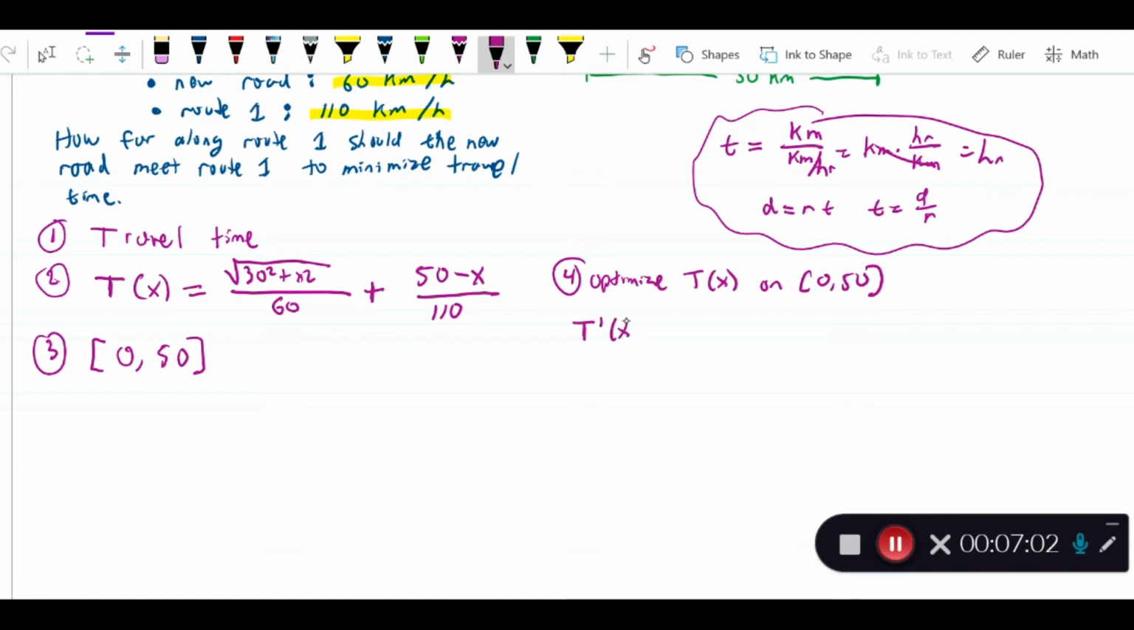T prime of x is going to equal 1 over 60, because I've got the division by 60, times the derivative of the square root of 30 squared plus x squared, which is going to be 1 over 2 times the square root of 30 squared plus x squared. Because we know how to take the derivative of a square root function. It's 1 over 2 times the square root of that thing. But don't forget that by the chain rule, we have to take the derivative of what's inside the square root, which is going to be just 2x.